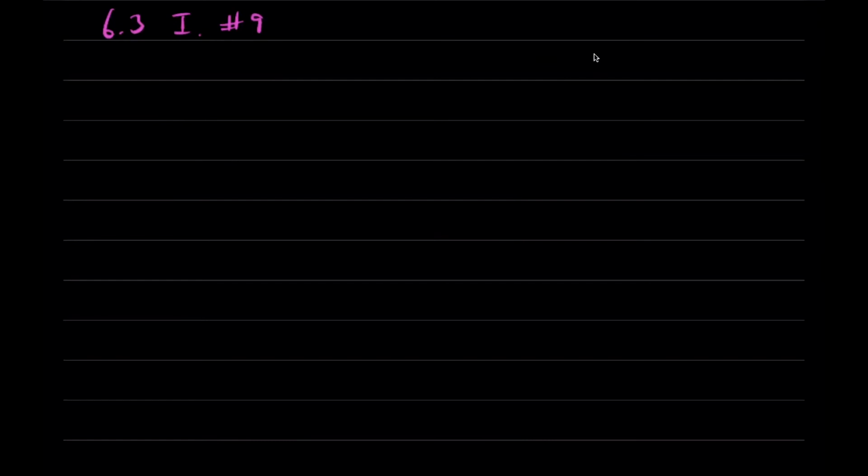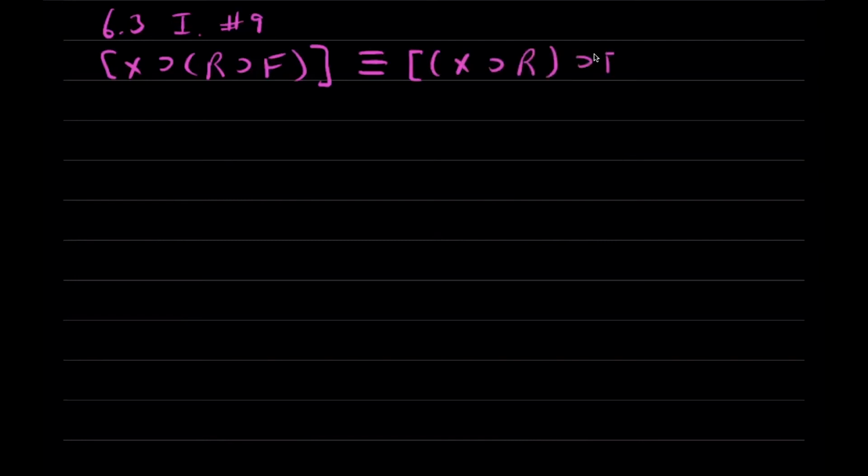So we've got a fairly lengthy statement here. We've got X implies R implies F, all of that inside brackets. Then we've got a biconditional. Got another set of brackets. X implies R. All of that implies F, and then the end bracket.